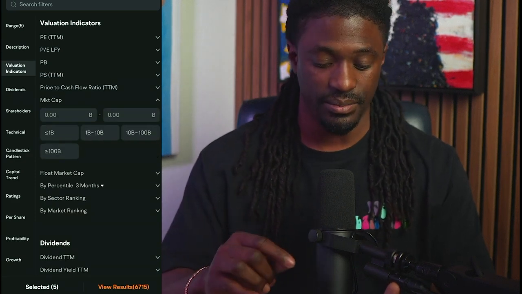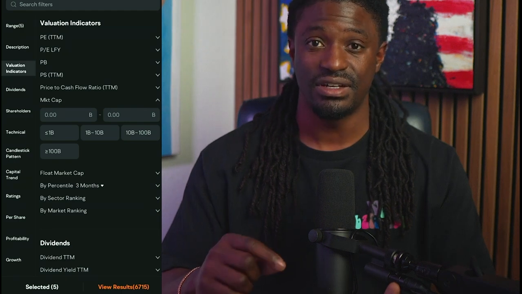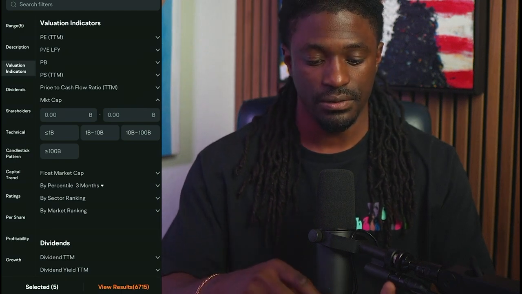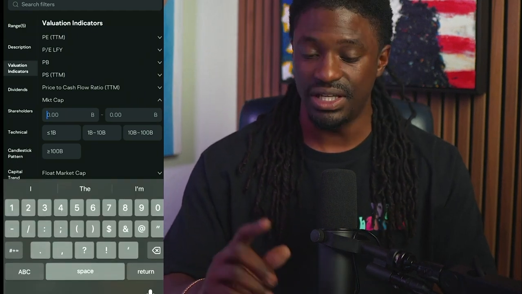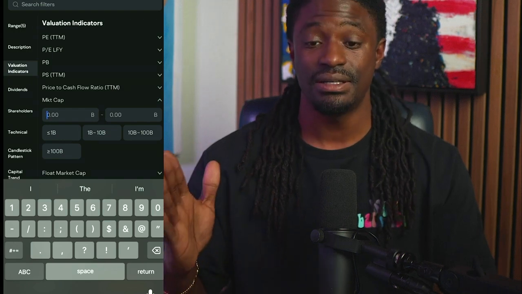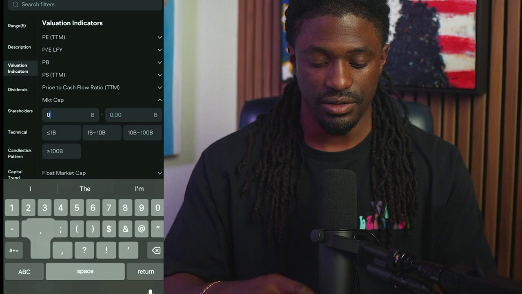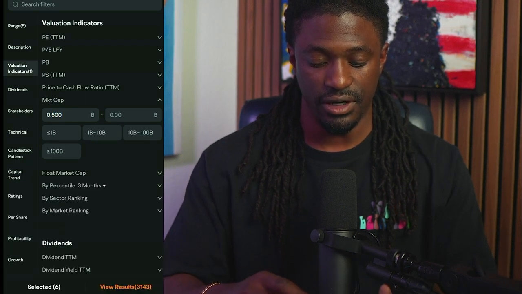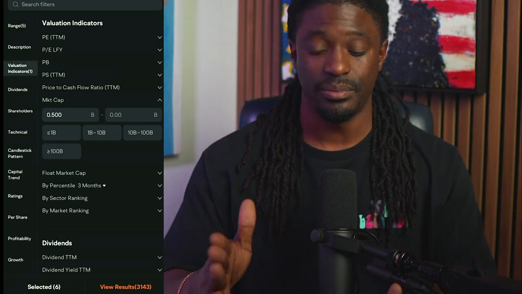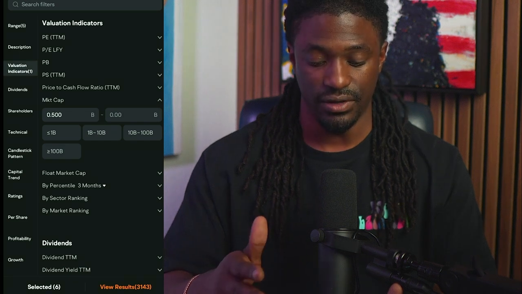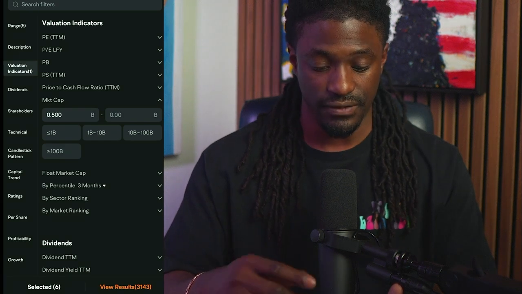So right down there at the bottom, it says view results 6,715. We're going to click this and change it to anything over $500 million, which is still a very low market cap. In fact, let's type in 0.5. That's going to be $500 million. So it's still a very low market cap, but it did eliminate all the penny stocks. It's down to 3,400. It's down to 3,143.